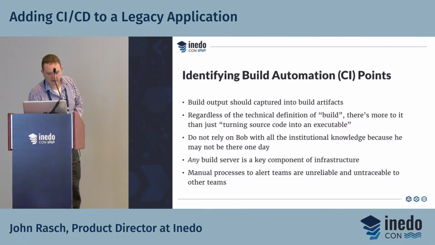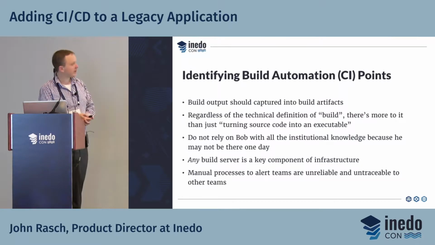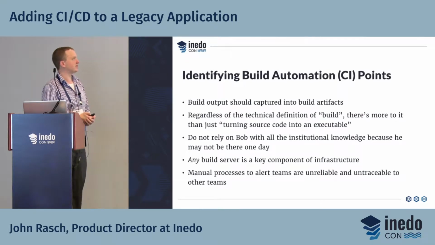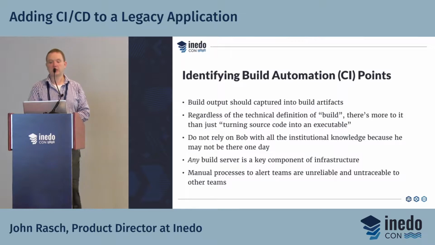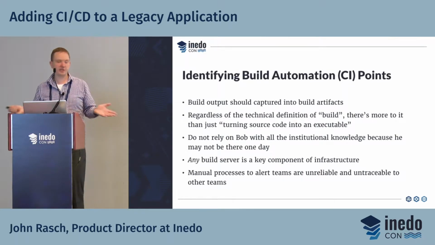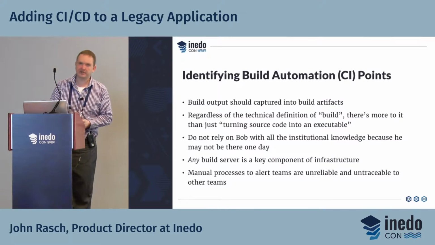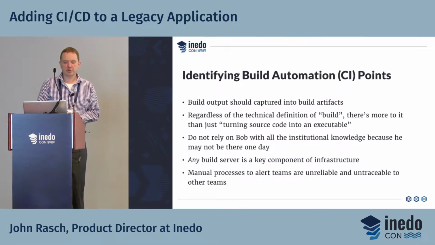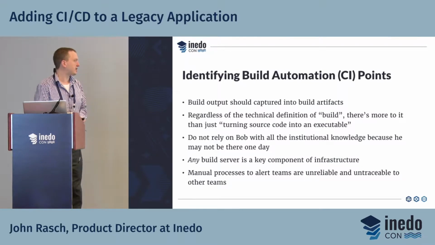The key points to identify when doing CI are that build output should be captured into build artifacts. Regardless of the technical definition of build, there's more to it than just turning source code into an executable. Do not rely on Bob with all the institutional knowledge because he may or may not be there one day. He could be hit by a bus, he could retire, he could quit. As we've made it a point earlier, documentation for these processes is key. Any build server is a key component of infrastructure. Manual processes to alert teams are unreliable and untraceable to other teams.